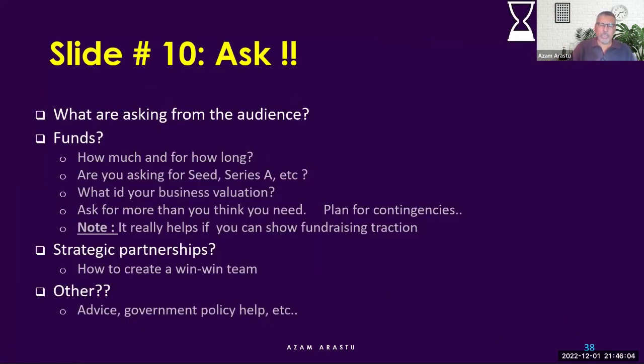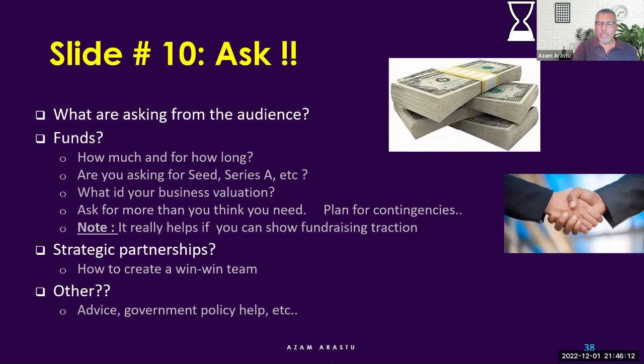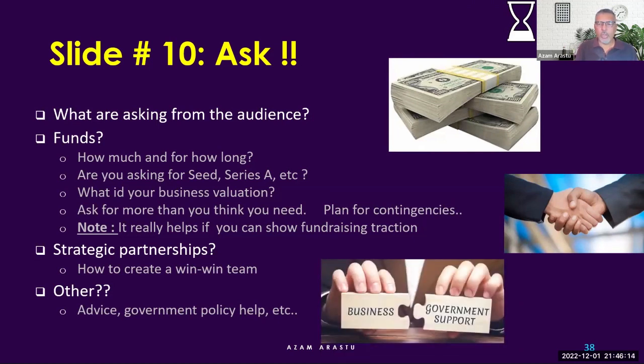And then the last part is the ask. This is the area I would like to focus on one more time. Here are the three areas that we can ask for: either money, or relationships, or some government relaxation of rules and so on. So again, you have to be clear in understanding.